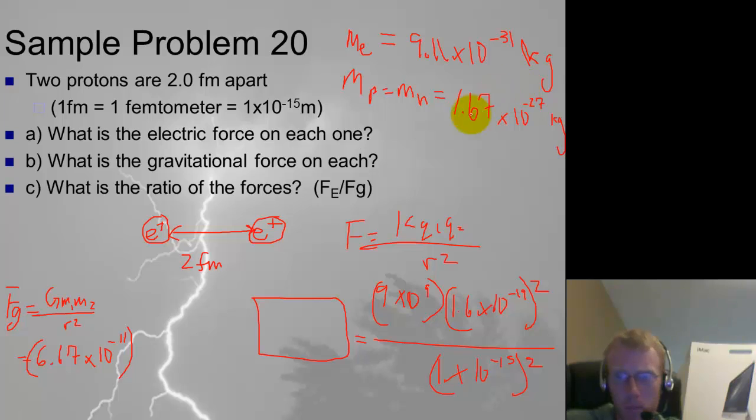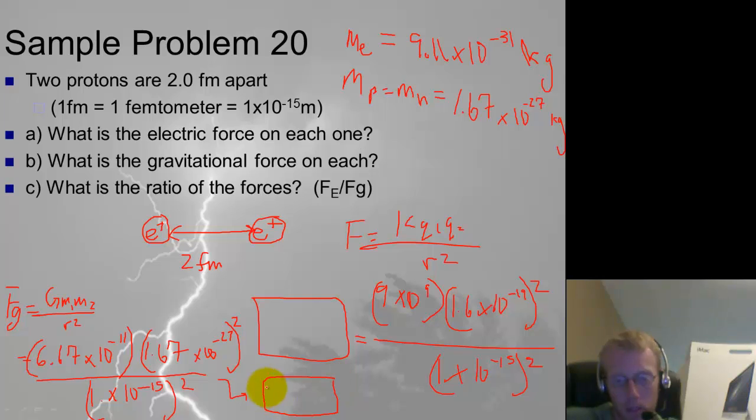So put this number here, 1.67 times 10 to the negative 27, okay, squared, divided by distance is again 1 times 10 to the negative 15th, and that's squared, and you get an answer here. So this is force of gravity, and this is force electric.